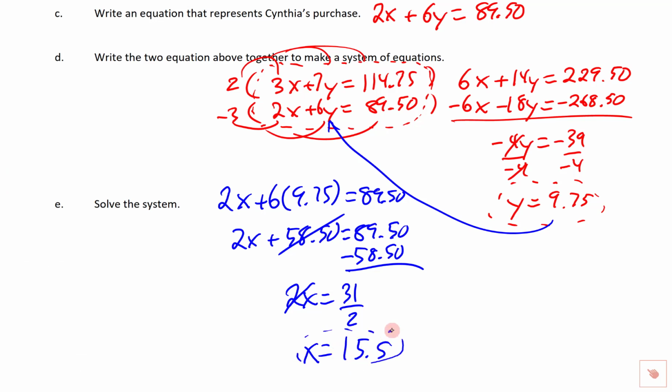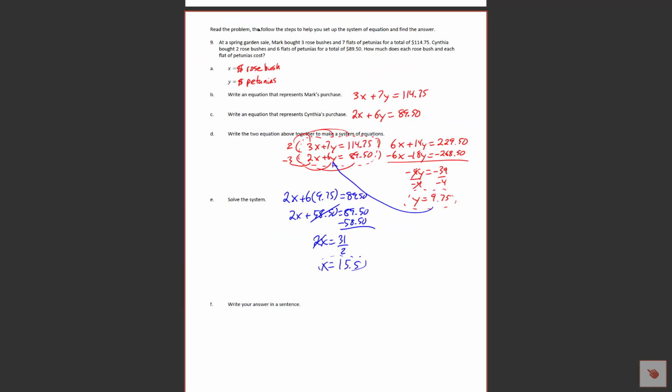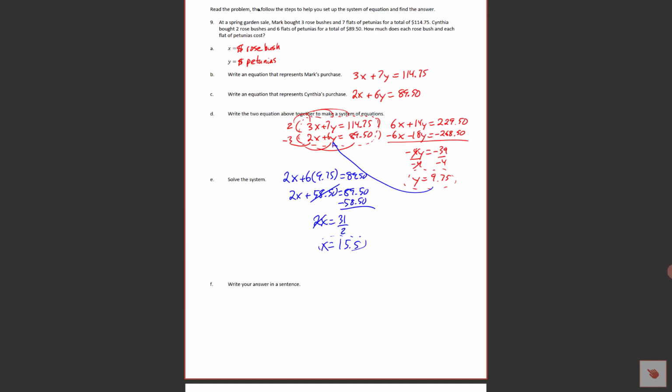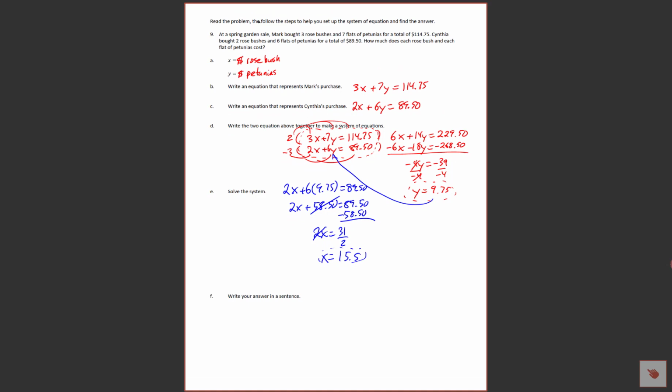So I'm going to put a little circle around this right here. I'm going to shrink this down so we can see the whole page all at once. And we need to write down an answer to the problem. Well, the question was, how much does each rose bush and each flat of petunias cost? Well, now that we've got this, we know that y is the cost of the petunias. This would be $15.50 for the rose bushes. So we're going to write this down in a sentence.